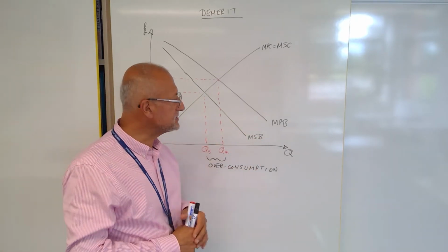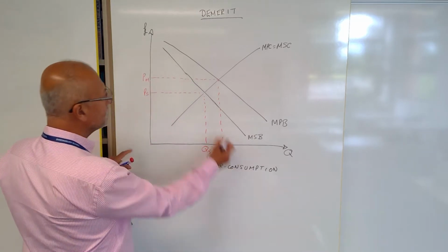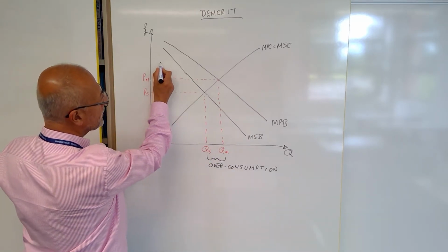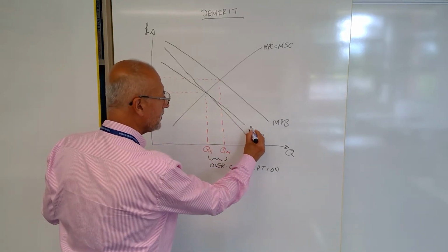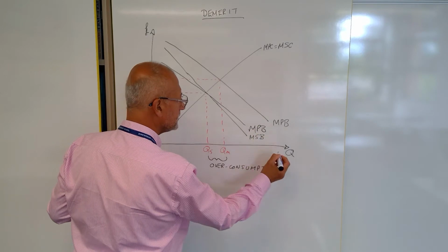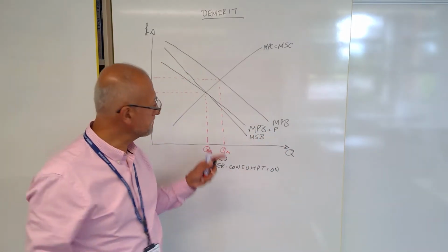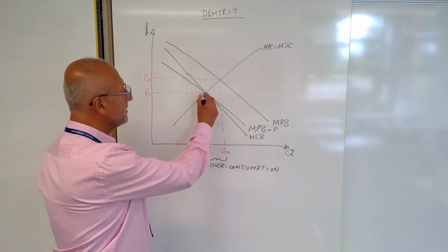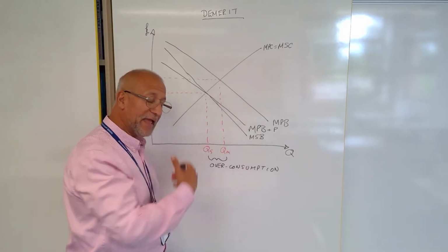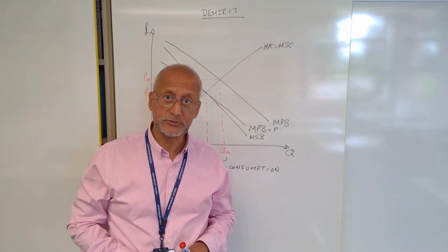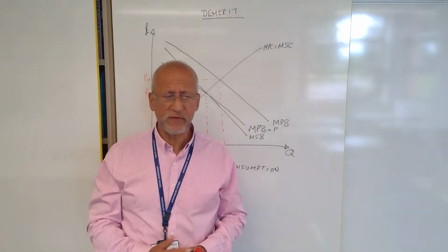MPB, remember, is the demand curve. So by implementing those behavioural policies, the intention is to try and shift that demand curve to the left. So we now have marginal private benefit plus, let's say, plus P for policy. If you do that, the new equilibrium is here, and this overconsumption has been eliminated, and the externality has been internalized.